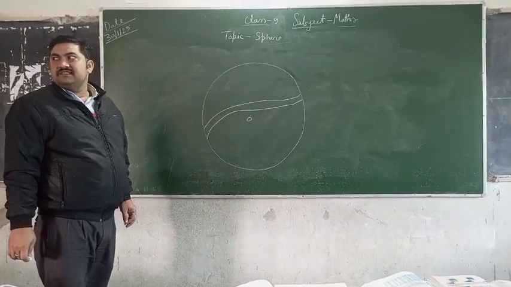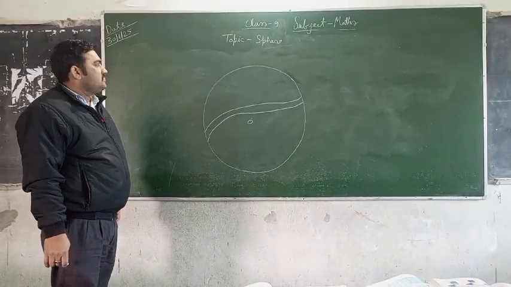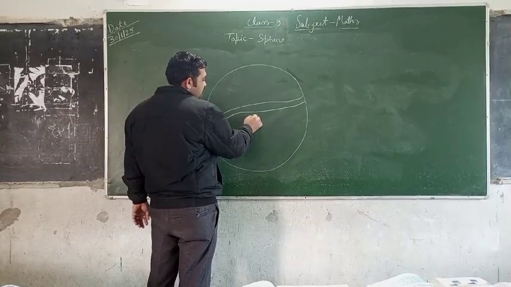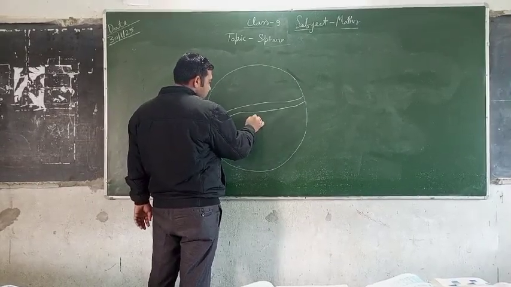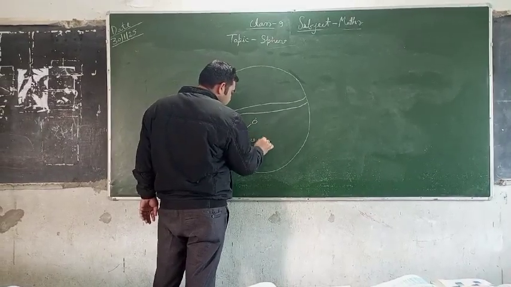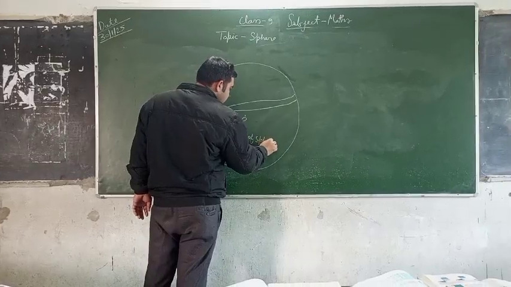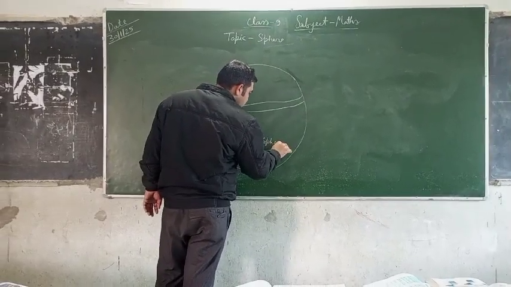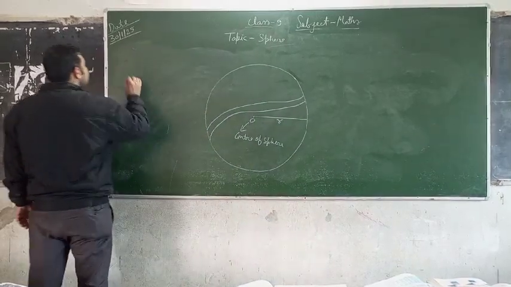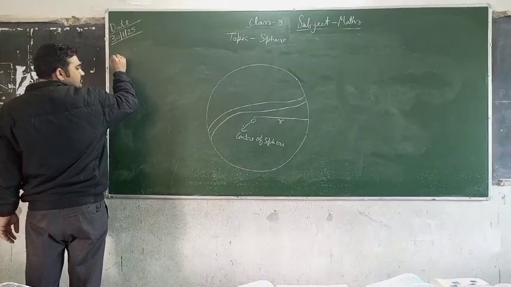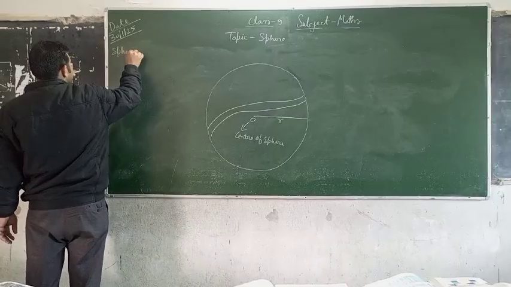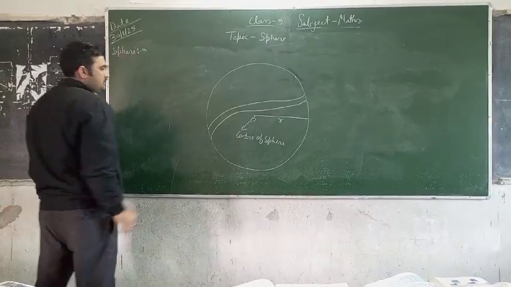In the previous lecture, we studied about pole. Now, today the topic is sphere. Here we draw a structure of a sphere, and this is the center of the sphere. And this is the radius of a sphere, r.